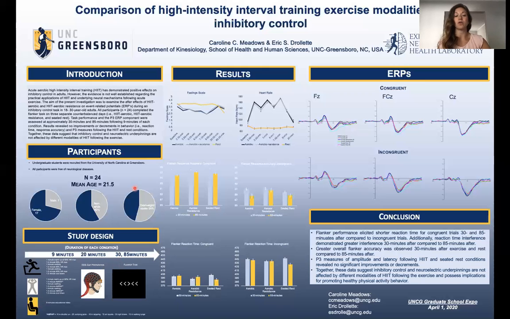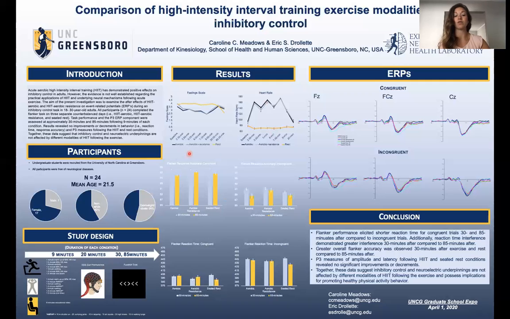And looking at the results, we see our feeling scale and our heart rate. The thing to notice in this is that the rest condition is the yellow line, and of the 2 HIIT conditions, the HIIT aerobic is in the navy, and the HIIT aerobic resistance condition is in the gray. Noticing that for our feeling scale and our heart rate, the rest stayed consistent throughout. In our 2 HIIT conditions, we can see this variability up and down, but still different than our rest condition.